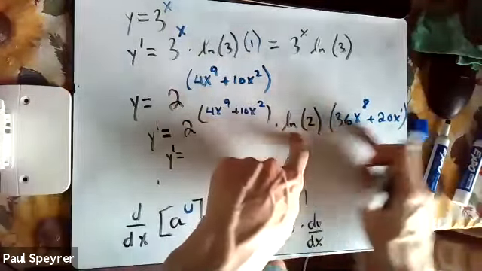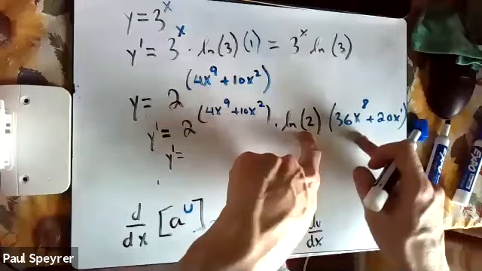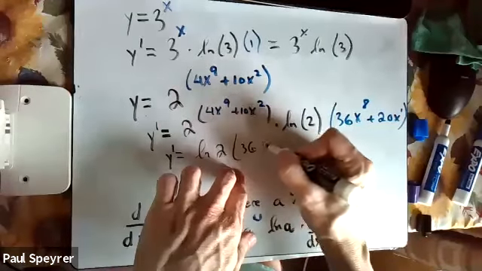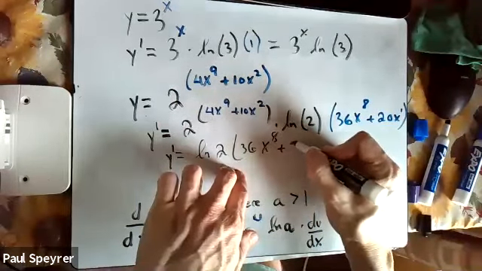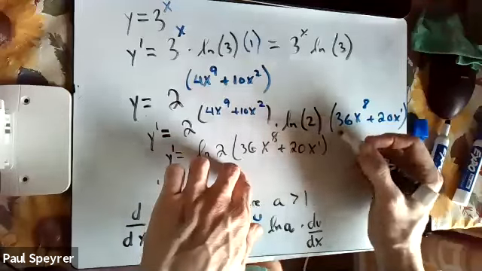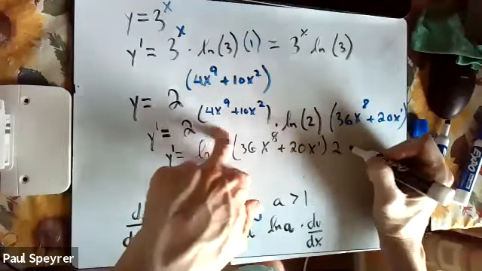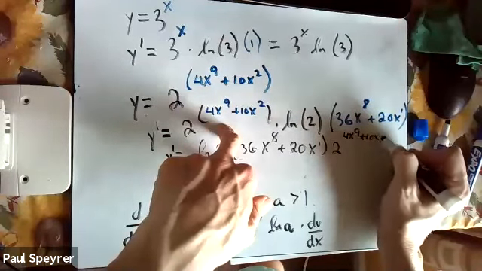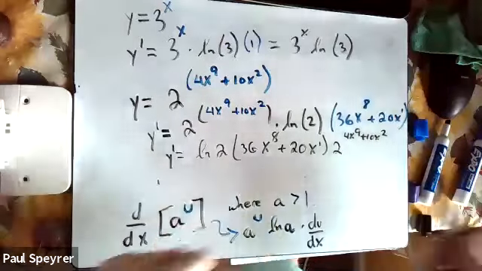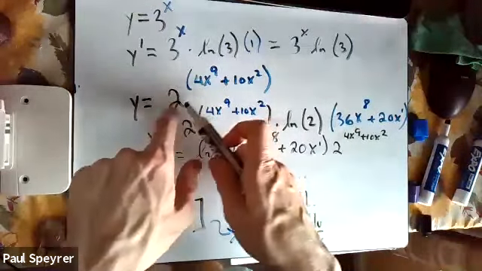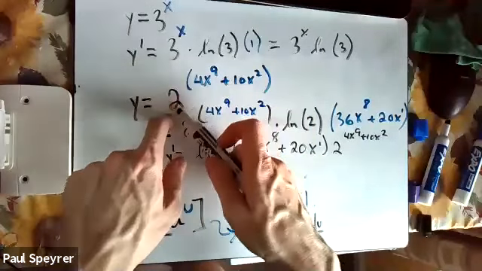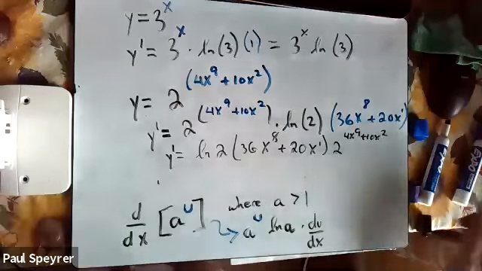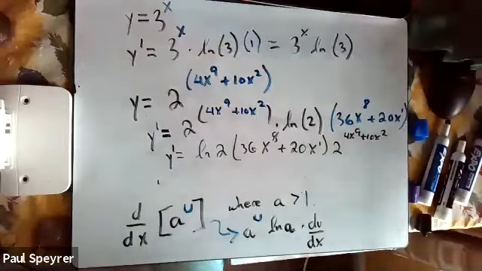And then, of course, we put the constant and the algebraic stuff first. What is that? That's this stuff right here. That's the constant. That's the algebraic stuff. So it's just natural log of 2, 36 x to the 8th plus 20 x to the 1st, and then 2 raised to the 4x to the 9th plus 10x squared, like that. So you don't care what this looks like, a to whatever. The derivative of a to whatever is a to whatever, natural log of a, times the derivative of whatever is.